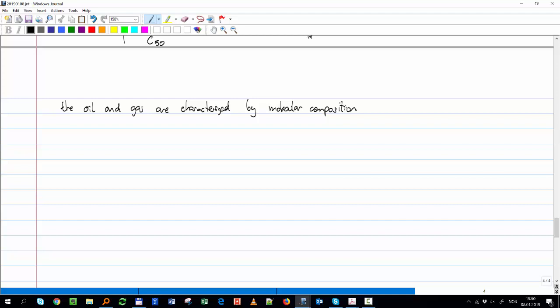And for the molecular composition, I just use mole fraction. For the mole fraction of the mixture, I use the letter Z, and I use i to define that it is the mole fraction of that component. And Zi is just defined by the number of moles of pure component i divided by the total number of moles.